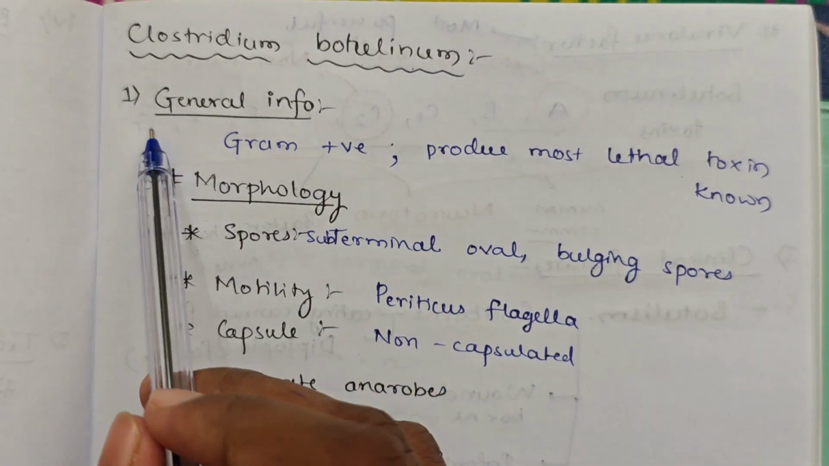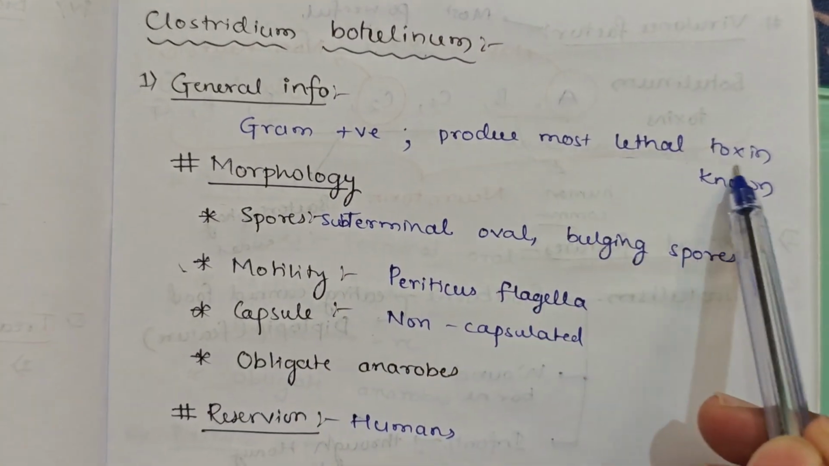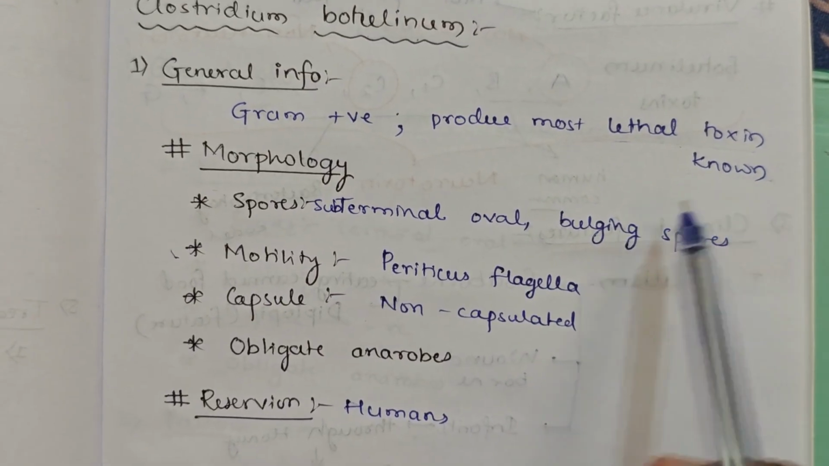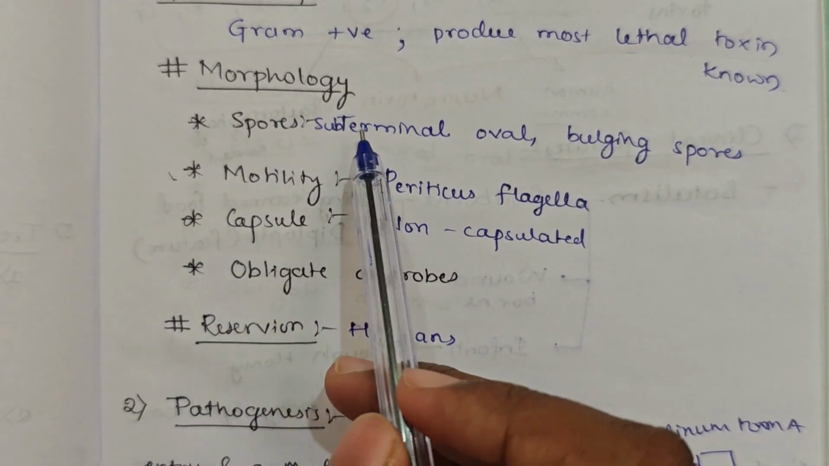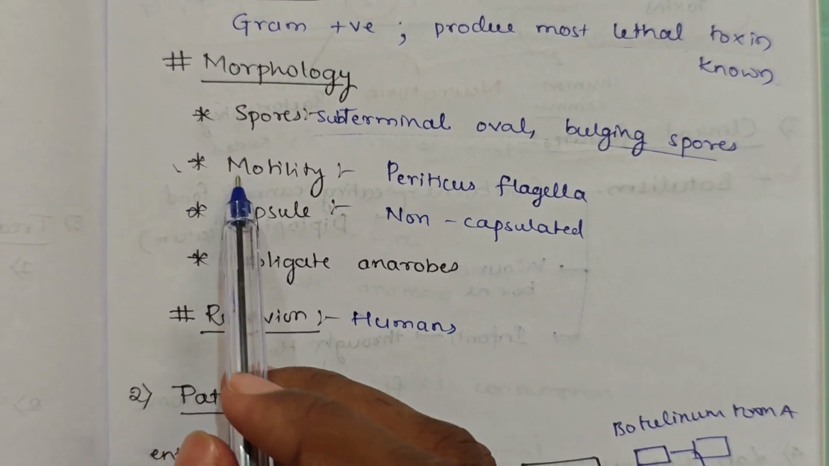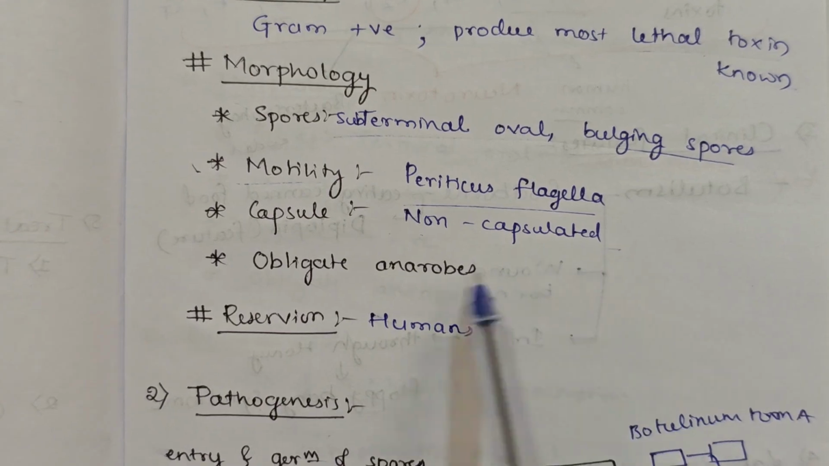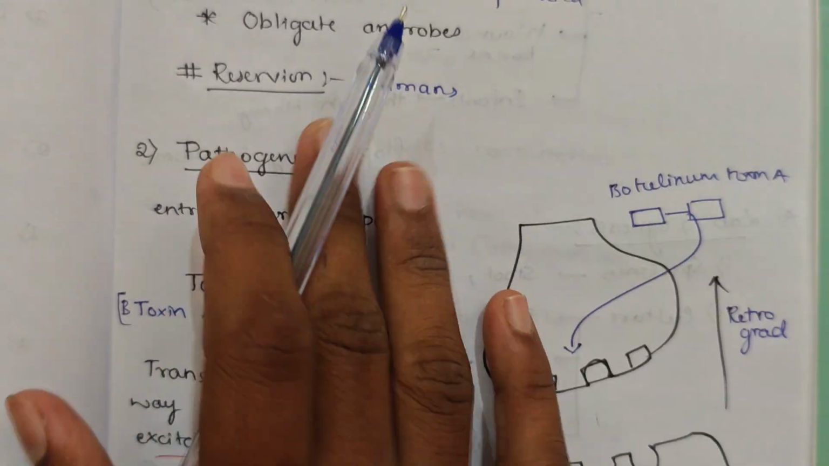Clostridium botulinum, general information. It is a gram-positive bacterium that produces the most lethal toxin known to humankind. Morphology: subterminal, oval-shaped, bulging spores. Motility: peritrichous flagella. Capsule: non-capsulated. Obligate anaerobes.